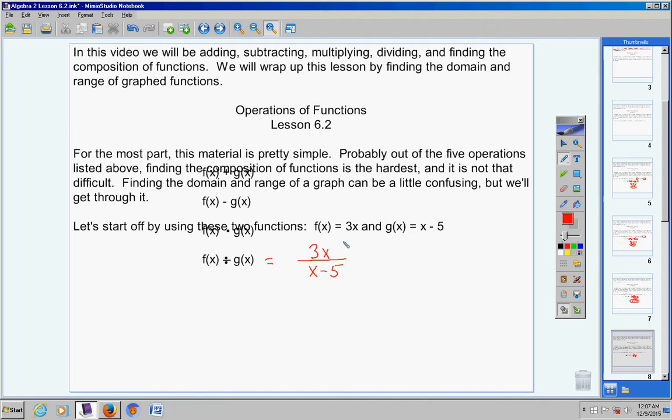First of all, we're finished. There's nothing we can do. That's your answer. Now, here's what a lot of you probably want to do. You probably want to cross off your x's and write 3 over negative 5. You cannot do that. Please listen to me.